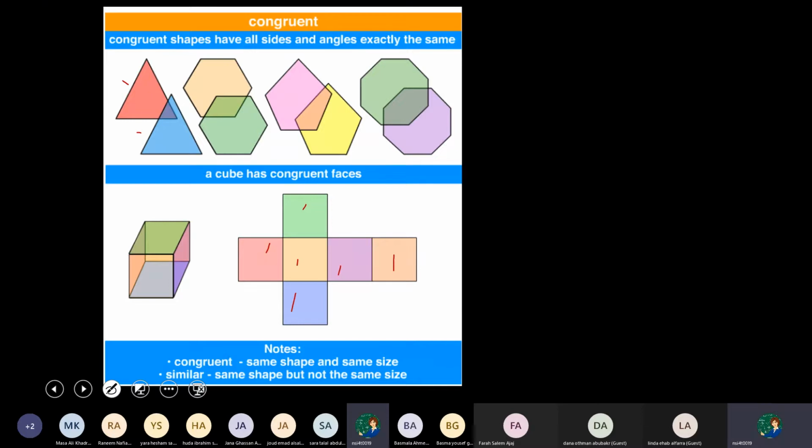Now, is the meaning of congruent that they are the same? Or is there a difference between congruent and same? No, see here, there's a difference. A congruent shape has the same shape and the same size. If they have the same size and the same shape, I can say that they are congruent.